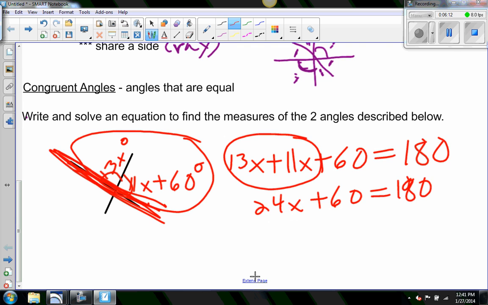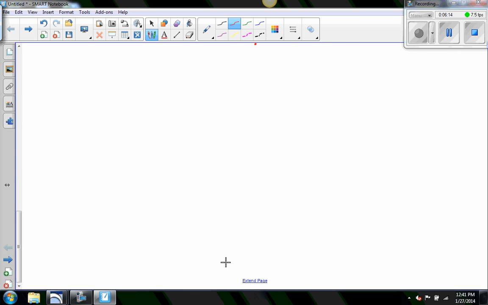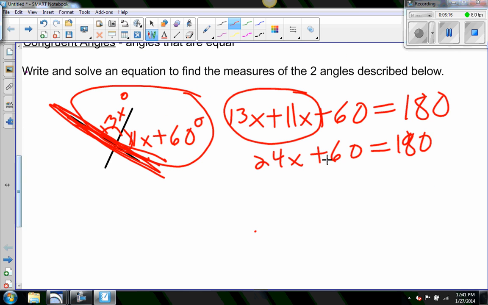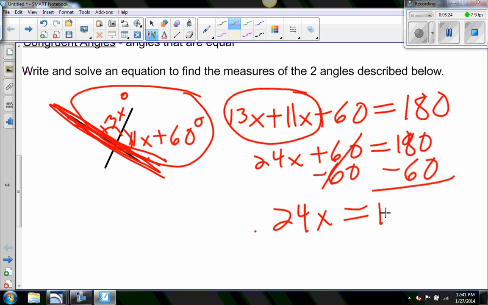Then I need to get rid of my 60. Well, how do I move it to the other side? It says plus, so we learned that you do the opposite, so I'm going to minus 60. That gives me 24x equals 120. And then my last step, I have to divide by 24.